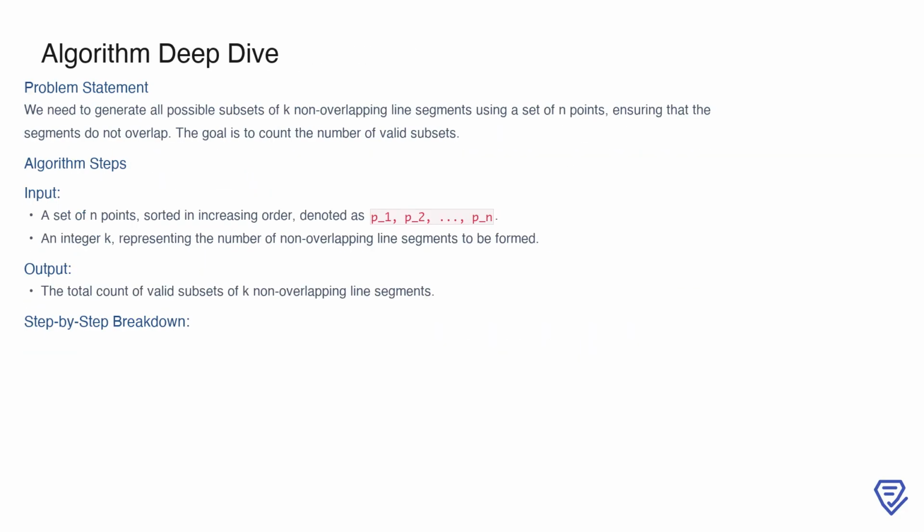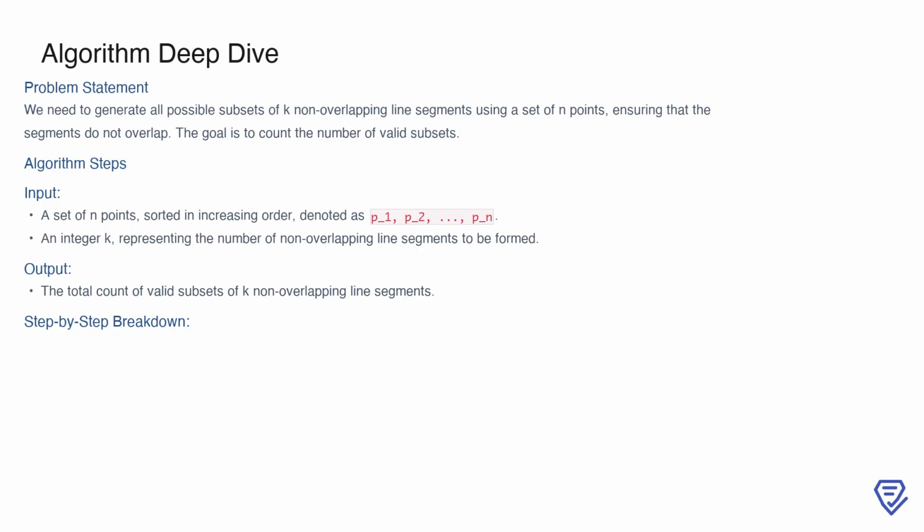In this problem, we are tasked with counting the total number of ways to form k non-overlapping line segments from a set of endpoints. The points are sorted in increasing order, which simplifies the process of defining line segments. A line segment is valid if it connects two points without overlapping any other segment. The goal is to determine how many such subsets of k segments can be created.